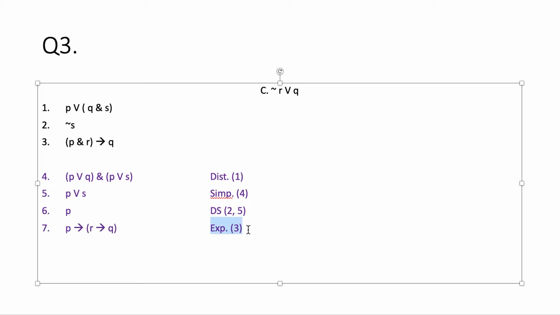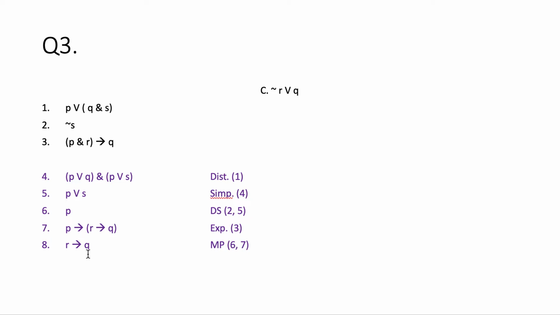So I'm going to use the rule of exportation on line 3 because exportation enables me to convert a conditional, the antecedent of which is a conjunction, into a conditional where the antecedent is just one of the conjuncts of the previous antecedent, and the consequent of which is now a conditional, the antecedent of which is what was the old other conjunct. So it enables me to convert a conditional like that into a conditional like this. And that's what I do, and then I see that with line 6 and line 7, I can use the rule of modus ponens to give me if R, then Q.